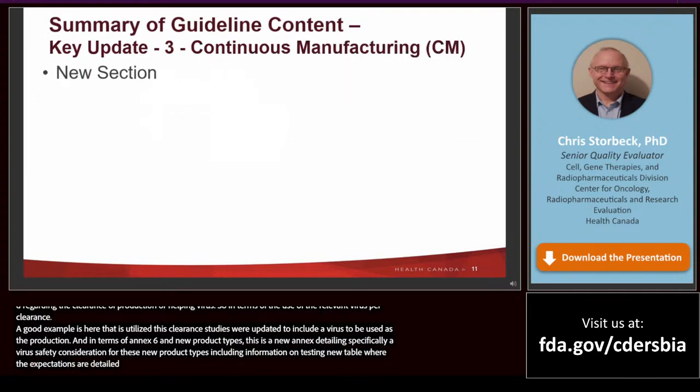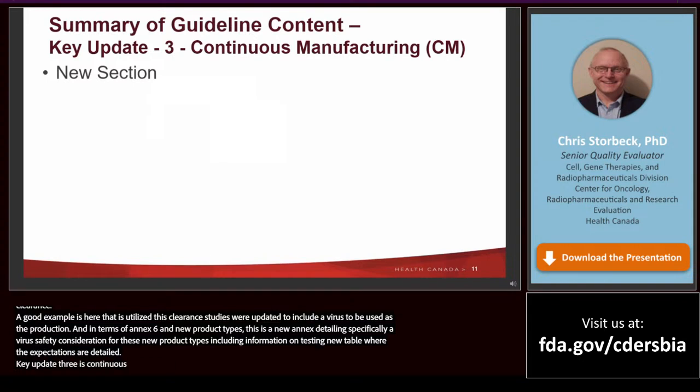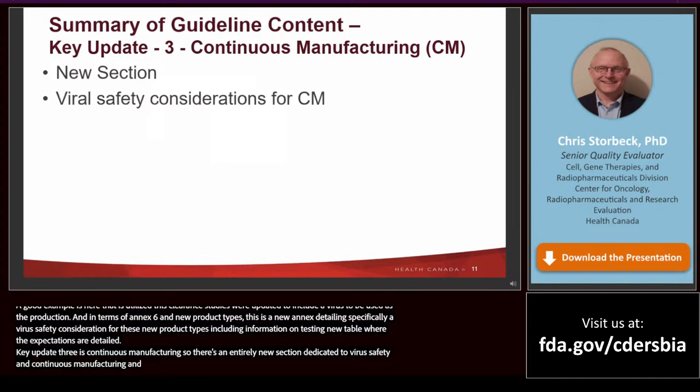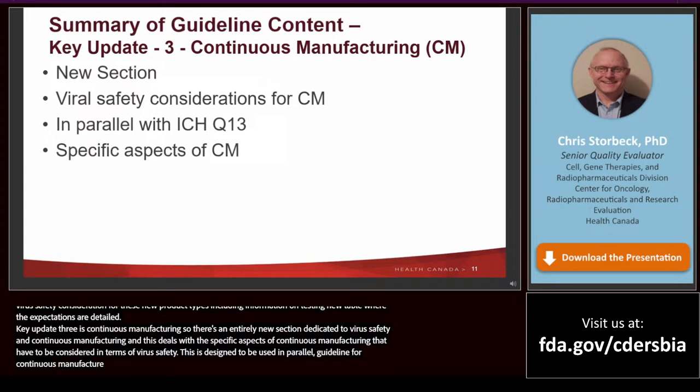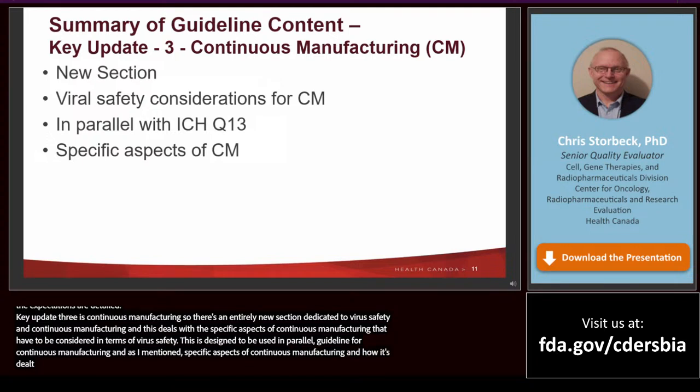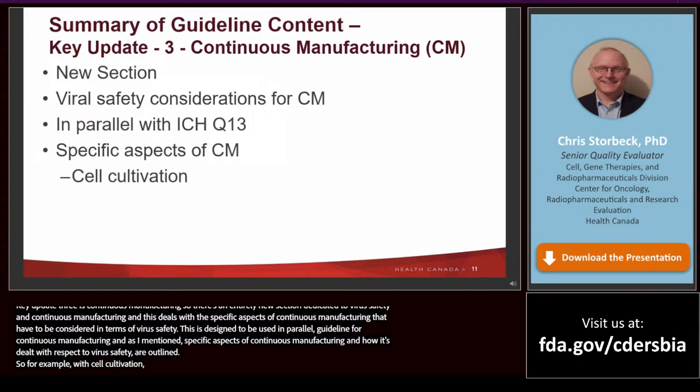Key update 3 is continuous manufacturing. So there's an entirely new section dedicated to virus safety and continuous manufacturing. And this deals with the specific aspects of continuous manufacturing that have to be considered in terms of virus safety. And it's designed to be used in parallel with the ICH Q13 guideline on continuous manufacturing. And as I mentioned, specific aspects of continuous manufacturing and how these are dealt with respect to virus safety are outlined. So for example, with cell cultivation, the length of time that the cells are being cultivated in the continuous process has to be considered.